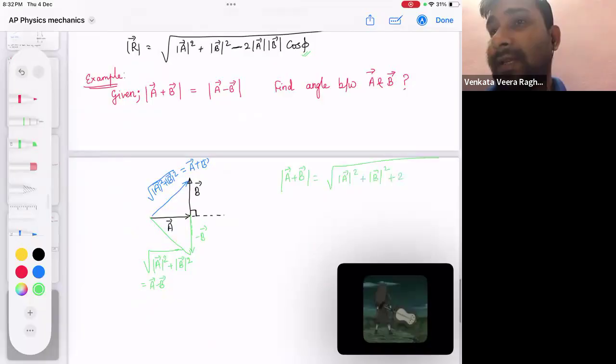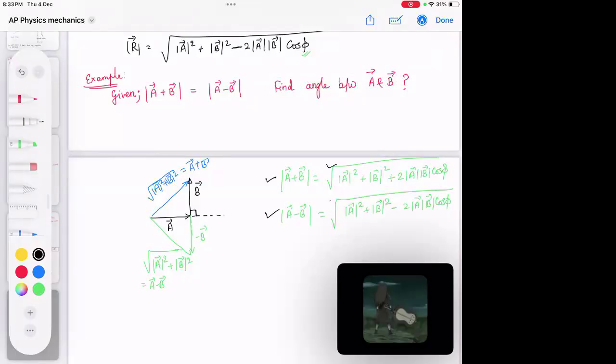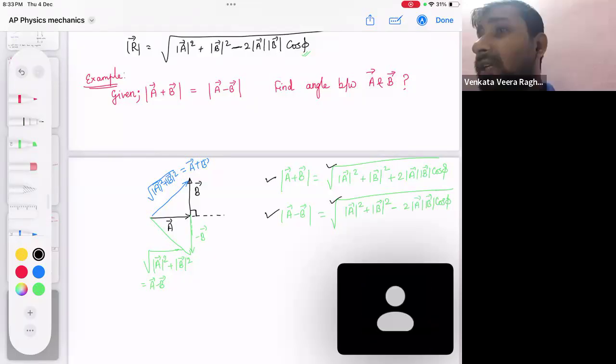Will you write it as mod B squared plus 2 times mod A mod B cos phi? And if you are writing the magnitude of the A minus B vector, what will come? Minus 2 mod A mod B cos phi. These two are going to be equal. Please check it, both of you. When these two are going to be equal, if you compare these two expressions, you are going to get cos phi equal to 0.